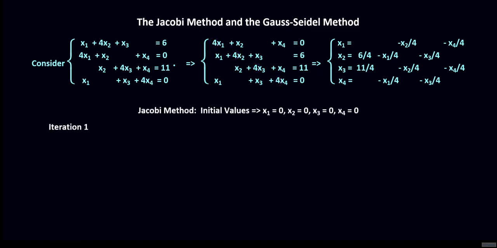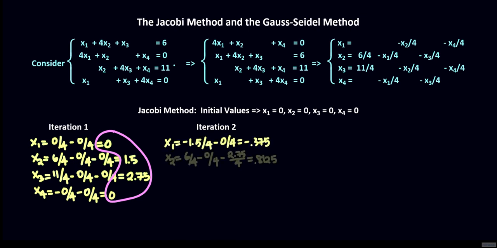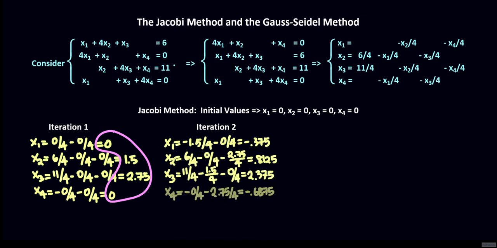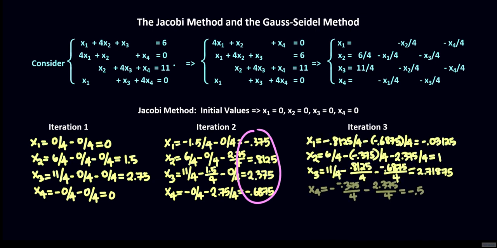The viewer can verify as an exercise that these are the calculations and the values one obtains when plugging zeros into all the variables for iteration 1 using the Jacobi method. When plugging in these values, these are the calculations and the new values that we get for iteration 2. And finally, plugging in these values, we get these calculations and values for iteration 3.